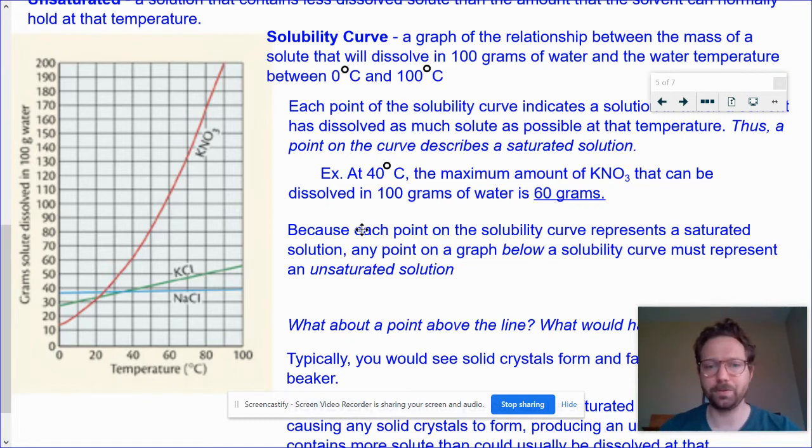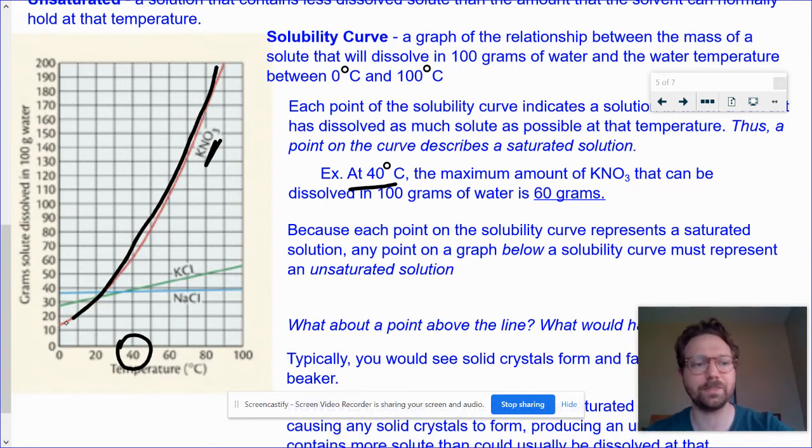An example, at 40 degrees Celsius, right? So right here, the maximum amount of sodium nitrate, which is right here, this line, right? The maximum amount that 100 grams of water could hold is 60 grams. How did I figure that out?